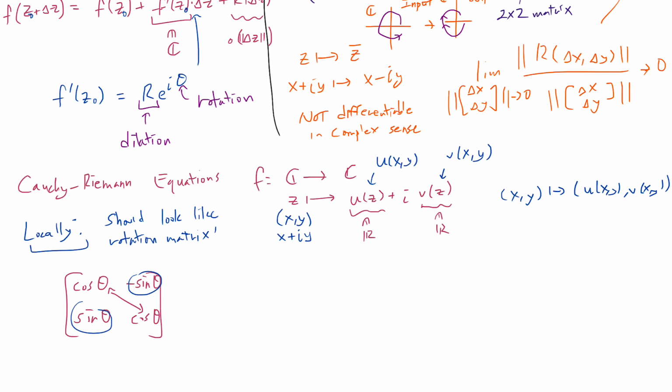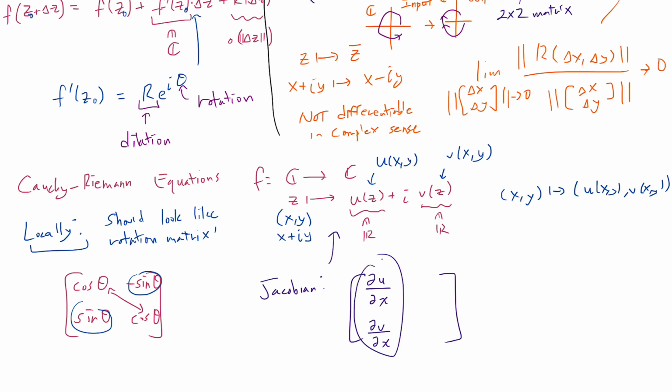And because of this, when you look at the Jacobian of this map from R2 to R2, this is basic real analysis, this is going to be du dx, this is going to be dv dx. This is going to be the x movement term, and you're going to have du dy, dv dy. Based on this intuition, we would expect these two entries to be the same, and these two entries to be negatives. And that's exactly what you get.